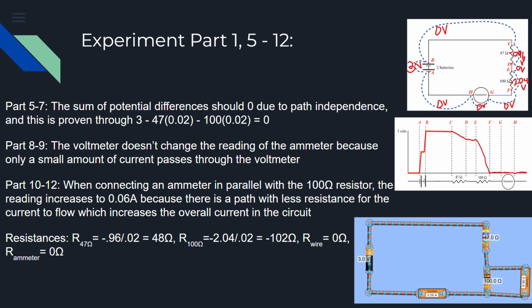So, parts 5 through 7, the sum of potential differences should be 0 due to path independence, and this is proven through 3 minus 47 times 0.02 minus 100 times 0.02 is equal to 0. Parts 8 through 9, the voltmeter doesn't change the reading of the ammeter because only a small amount of the current passes through the voltmeter.